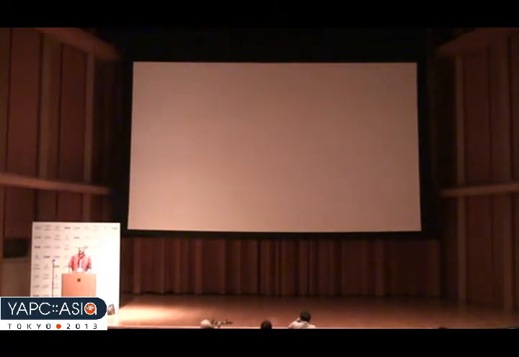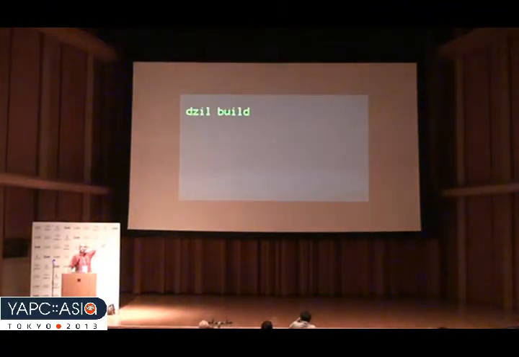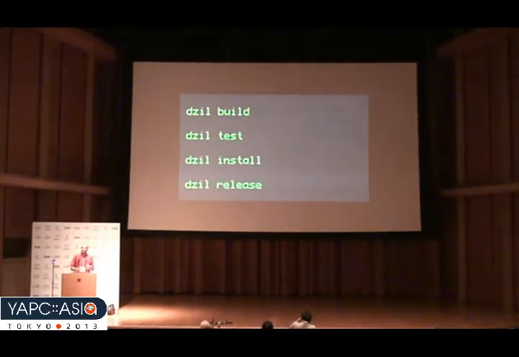When you run Diesel, you can run diesel build. And when you run this command, you end up with a tarball, just like if you said make dist. Other useful commands are test, which builds it and runs all your tests, or install, which builds it and installs your code locally, or release, which builds it and releases it to the CPAN or anywhere else. All of these are about building your distribution, building the tar file.